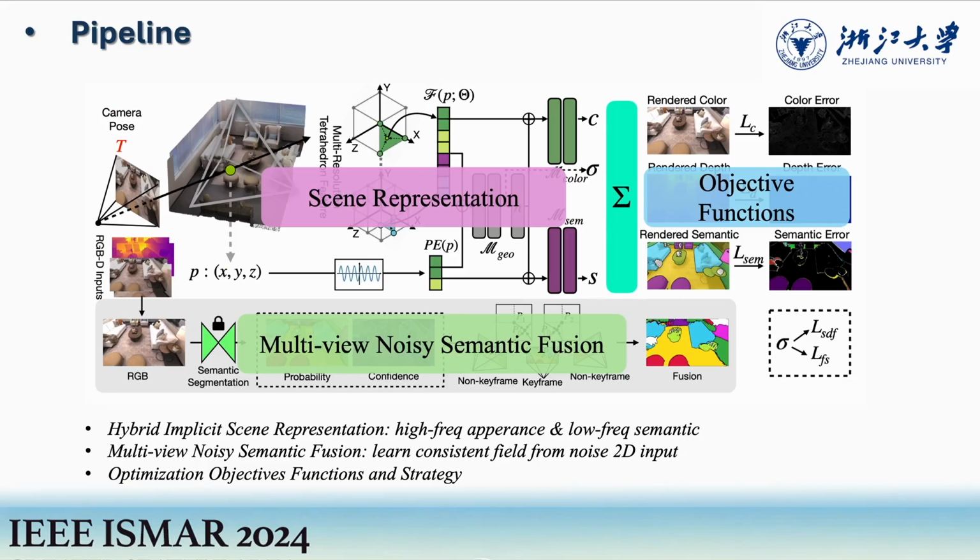Next, we will introduce our method in 3 parts. The first part is the hybrid implicit scene representation. We use high-frequency parametric encoding and low-frequency positional encoding to represent the scene. The second is the multi-view noisy semantic fusion strategy, which can lead to more consistent semantic observations. The last one is the loss function and optimization strategy.